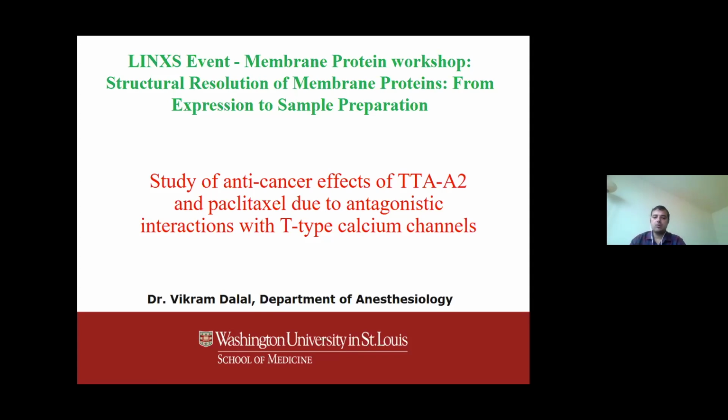I, Dr. Vikram Dalall, am today presenting a study of the anti-cancer effects of TTA-A2 and paclitaxel due to antagonistic interactions with T-type calcium channels. This work was already published, so I'm presenting it today.